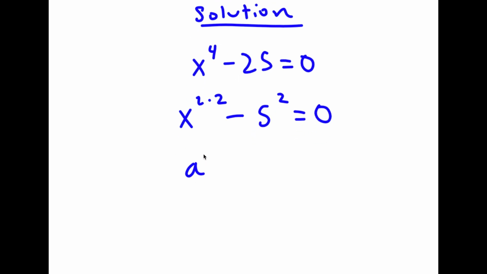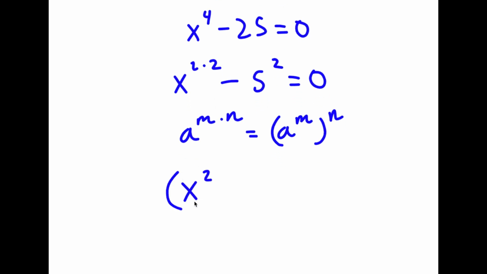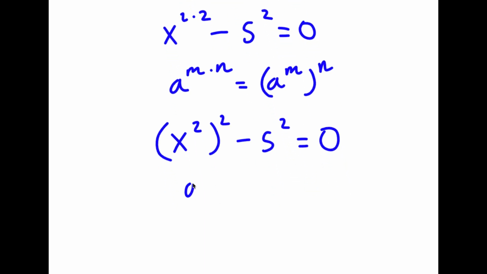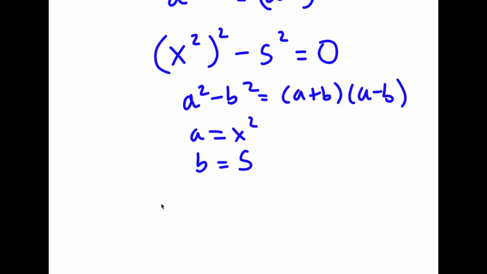If I have something in the form a to the power of m times n, this is equal to a to the power of m to the power of n. So in this case, x to the power of 2 times 2, I can rewrite as x to the power of 2 to the power of 2. Now I have this minus 5 to the power of 2 is equal to 0. Now, if I have something in the form a squared minus b squared, this is equal to a plus b times a minus b. So in this case, a is x squared and b is 5. So I have x squared plus 5 times x squared minus 5 is equal to 0.